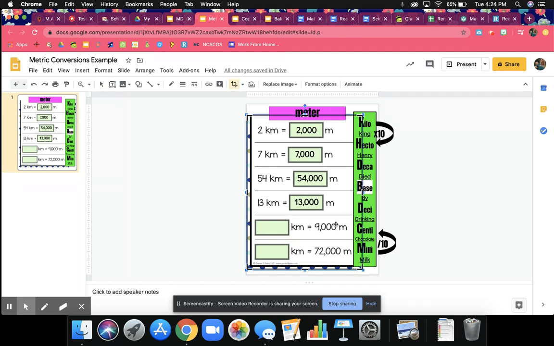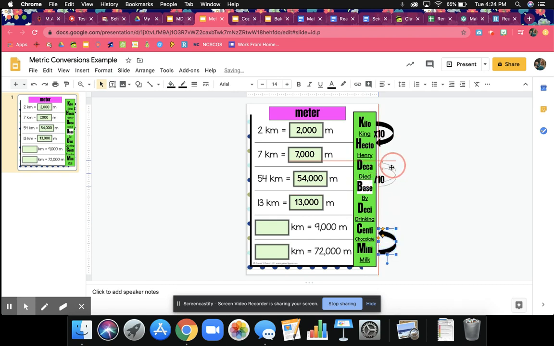Okay, so now we're not given kilometers, but we're given meters. So we're going to start here. Now this is the same right here as it was over down here. So we're starting at our base and we're going up. That means we're dividing by 10. So our base is 9,000 meters. So 9,000 divided by 10 is 900. Take off a 0. 900 divided by 10, take off another 0, gives you 90. 90 divided by 10 gives you 9. So 9 kilometers is the same as 9,000 meters.